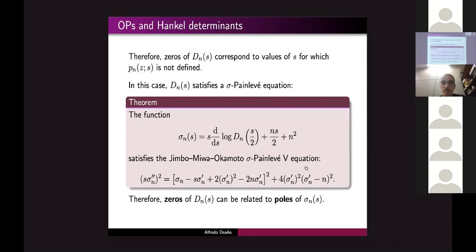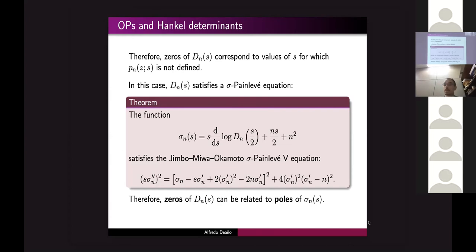And okay, number five on this list that you can see in the works of Jimbo, Miwa, and Okamoto is this one, this nonlinear second order differential equation. And it turns out that the sigma n, which is essentially the log derivative of the Hankel determinant plus all the things, satisfies this equation. So here's the connection: the zeros of the Hankel determinant can be related to poles of a certain function that satisfies a Painlevé equation.